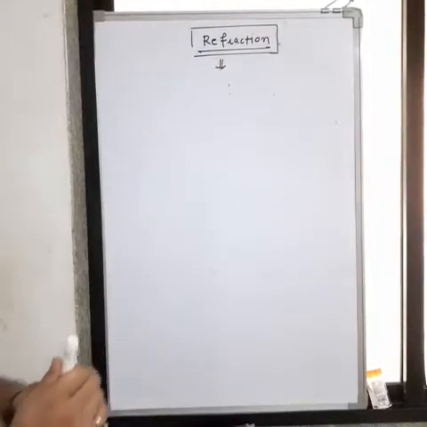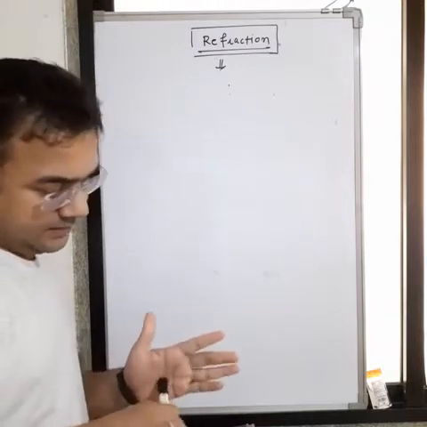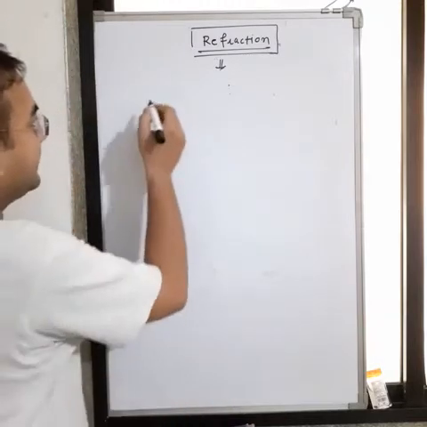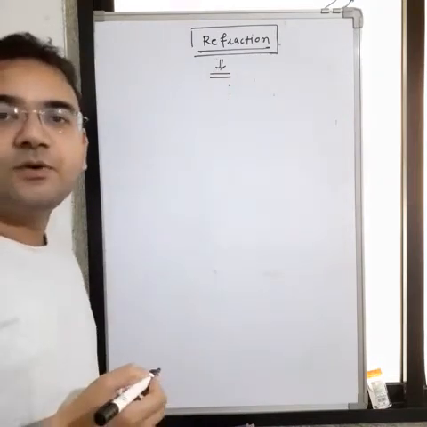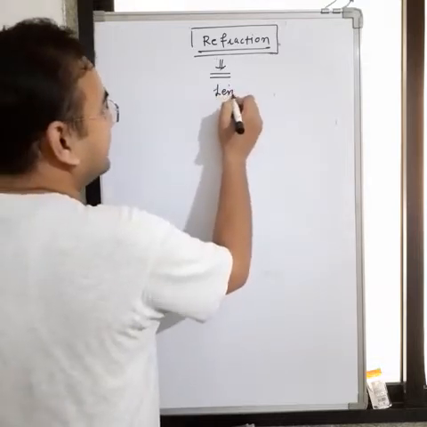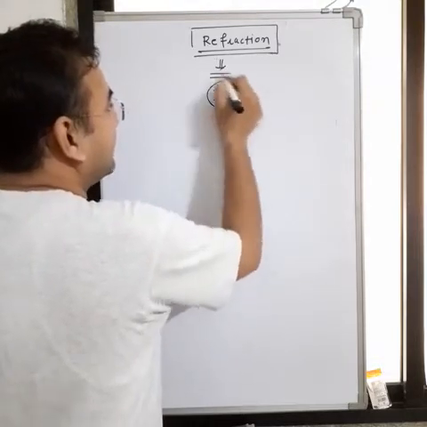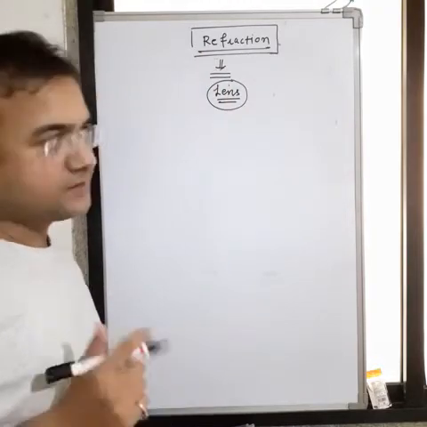See, now the next part we have to see. This part is related to reflections. Already we studied about the mirror. Now we have to study about the lens. A lens is a transparent object.